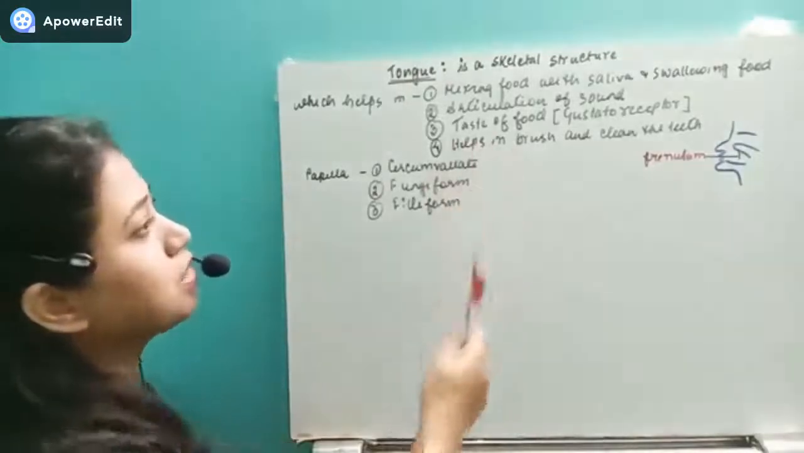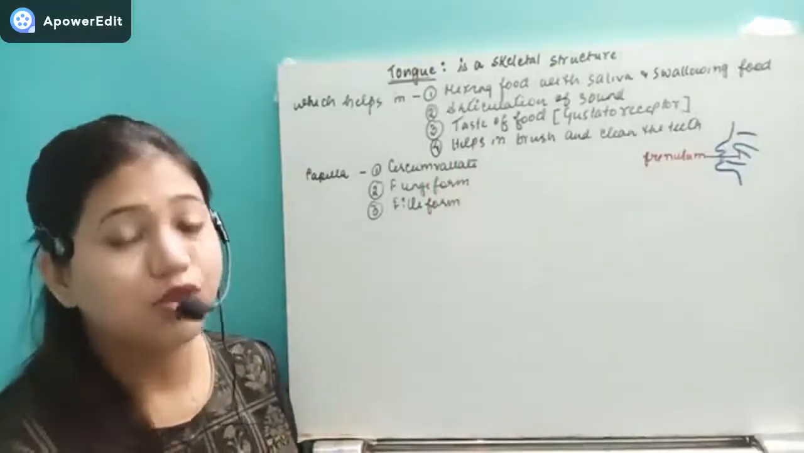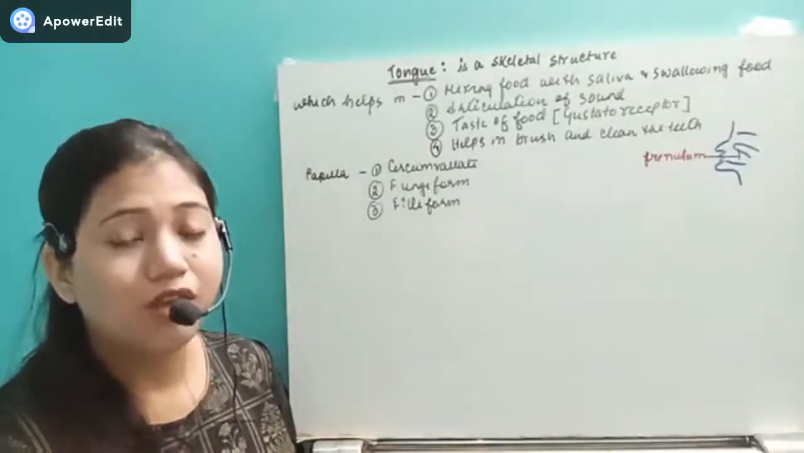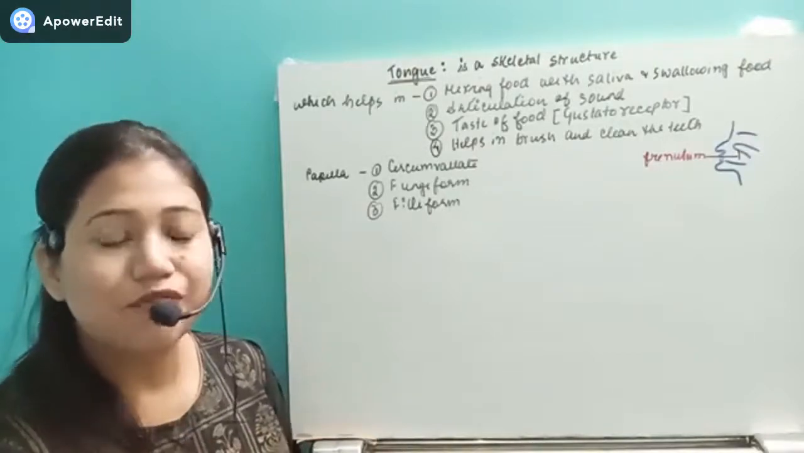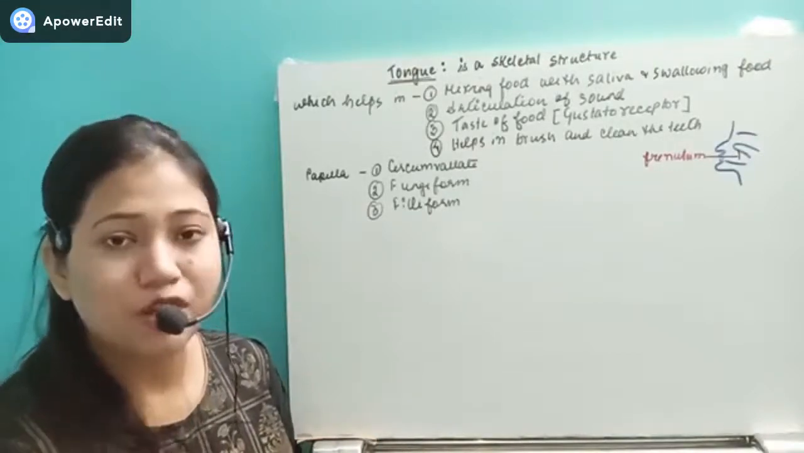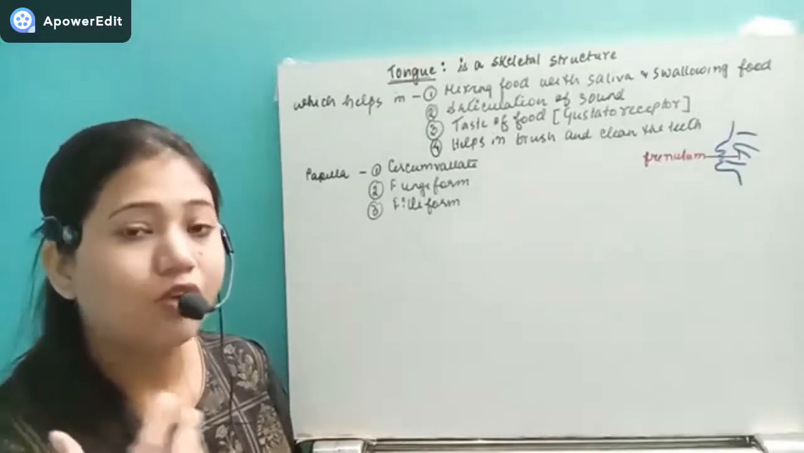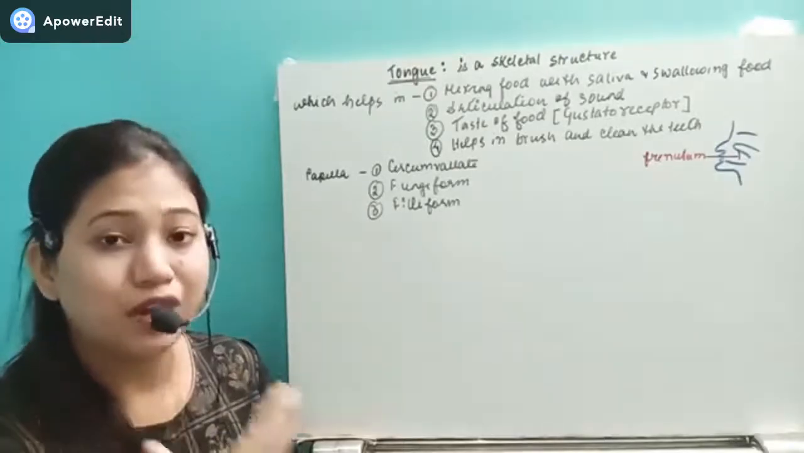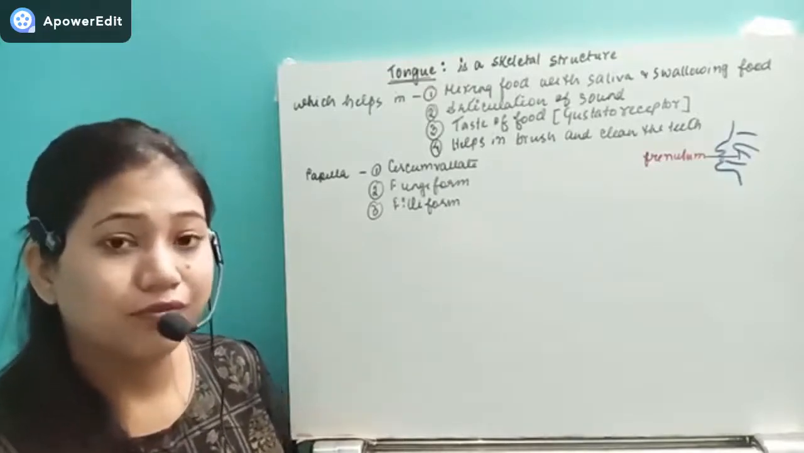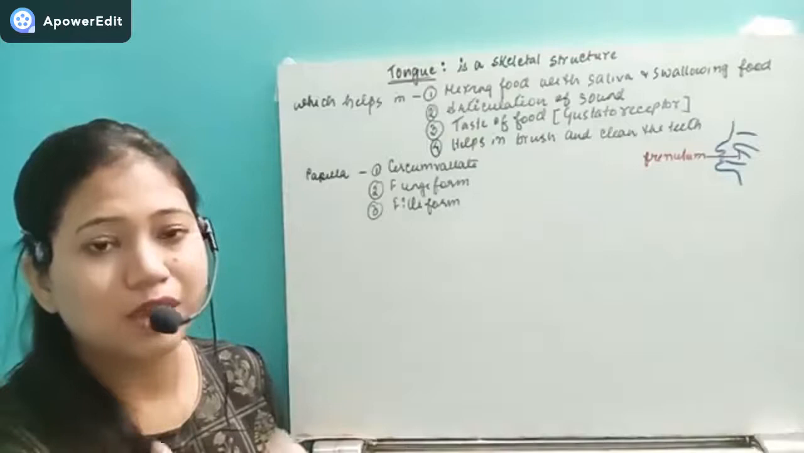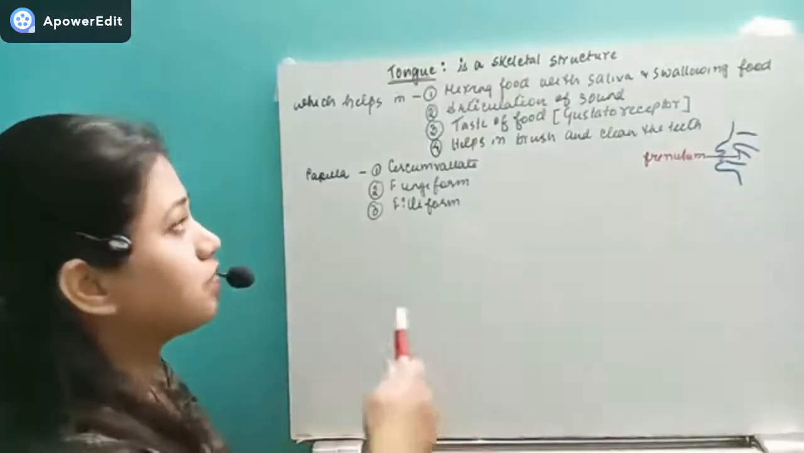Next one, it helps in articulation of the sound. Whenever we speak, the speech is produced due to the expulsion of air, more or less. So how this air will be controlled so that we can properly make the sound, different voices, that means we can make the speech, that is because of the tongue.